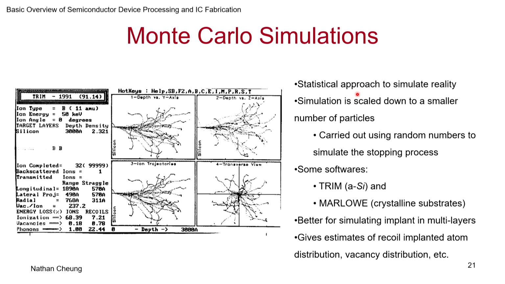So you have to know how to do this in a smart way, and based on these, there are quite a few statistical approaches able to simulate the reality. Simulation is scaled down to a smaller number of particles. You cannot do the actual one, otherwise it's no longer simulation. You are actually repeating the process, right? So simulation is usually a very small fraction of the actual number of particles that are getting implanted, and you use random numbers to simulate the process, but the physics is embedded at the start with each of these ions that are going in. Some software like TRIM is very good for amorphous silicon based things.